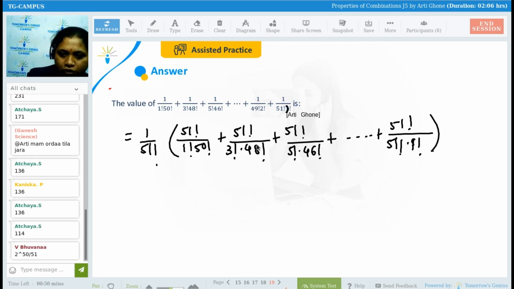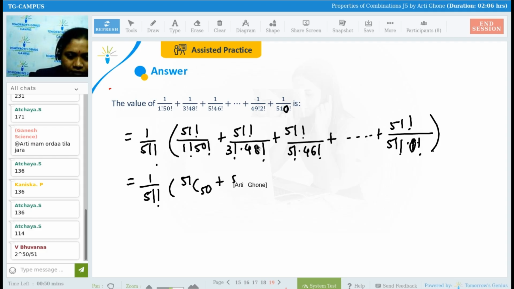So it must be 0 factorial over here. So what pattern are you observing? 1 upon 51 factorial. Then what is the addition asked? 51C50, 51C48, right? So it is 51C50 plus 51C48 plus dot dot dot 51C0. Clear? So all the even combinations' addition is asked.